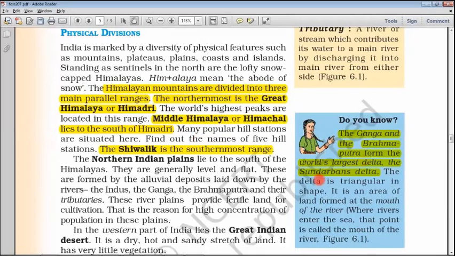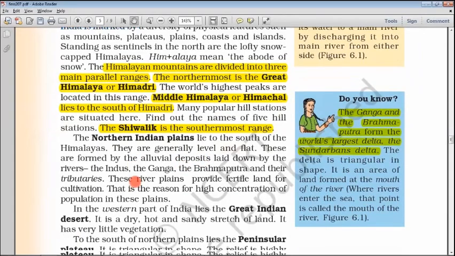And the Ganga and Brahmaputra form the world's largest delta, which is called the Sundarbans Delta. So a delta is triangular in shape. It is an area of land formed at the mouth of the river. The mouth of the river is where the river enters the sea. So we have got the largest delta, called the Sundarbans Delta.